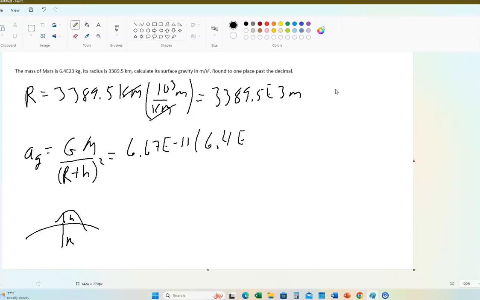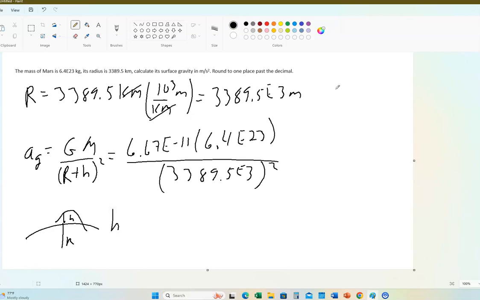Times 10 to the 23rd kilograms, of course, divided by, so in our case, it's going to be 3389.5 times 10 to the third, but you got to square that. So when we do it with the top of Mount Olympus, it's going to be pretty much the same, except for the denominator. We're going to add the height of Olympus Mons, which H turns out to be 25 kilometers.